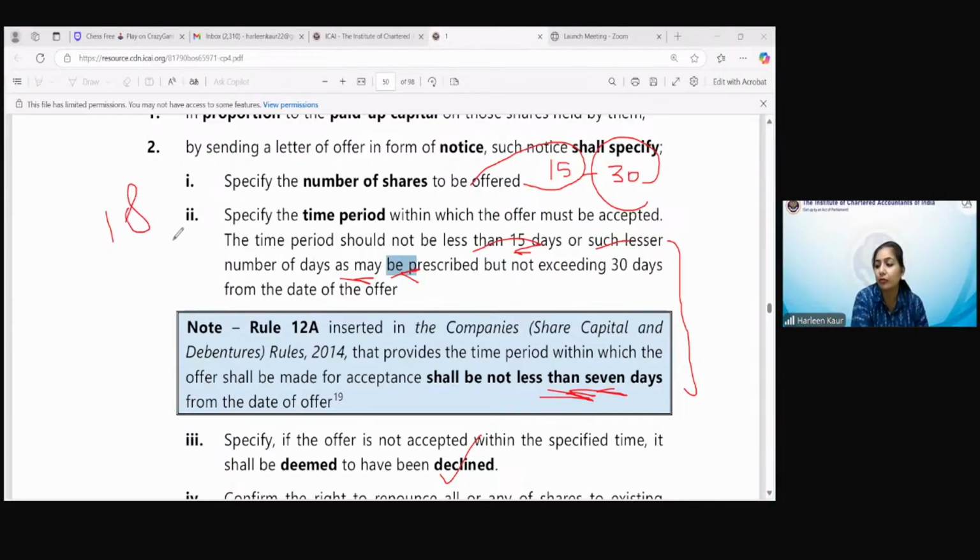So now if you have not, the examiner will simply ask you, 18 days were given to Mr. A to accept the rights offer. He did not accept it in 18 days. What will happen to the offer? The offer is deemed to be declined. Clear?